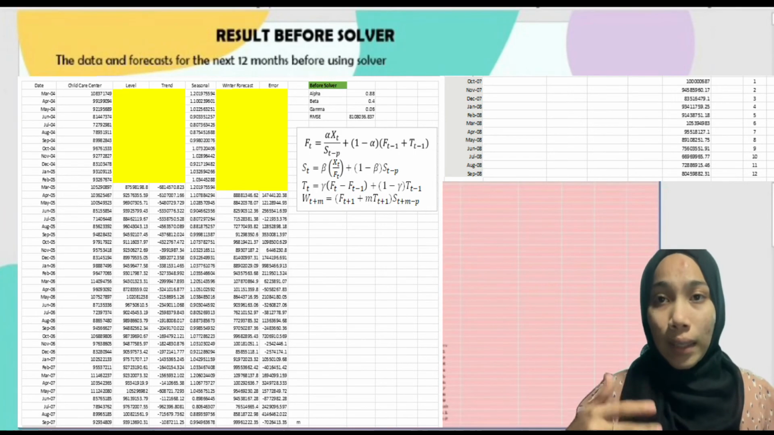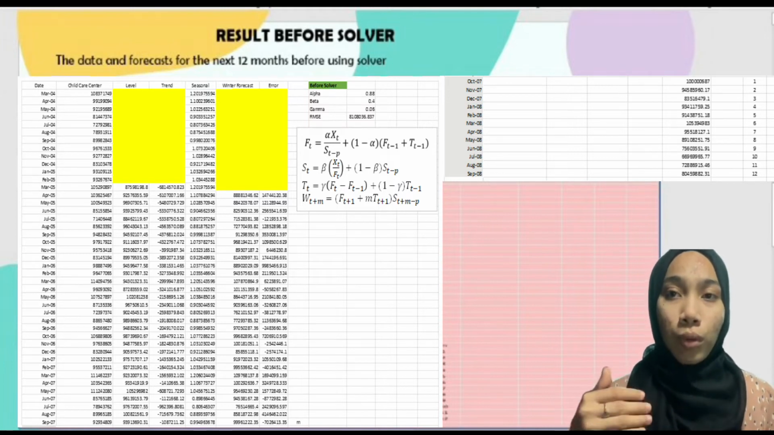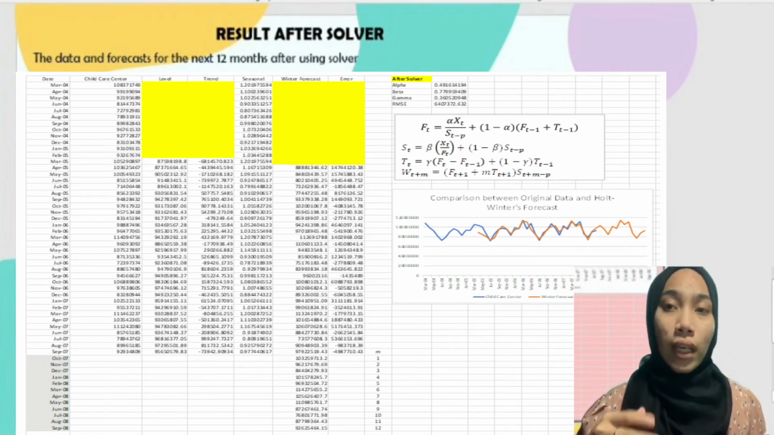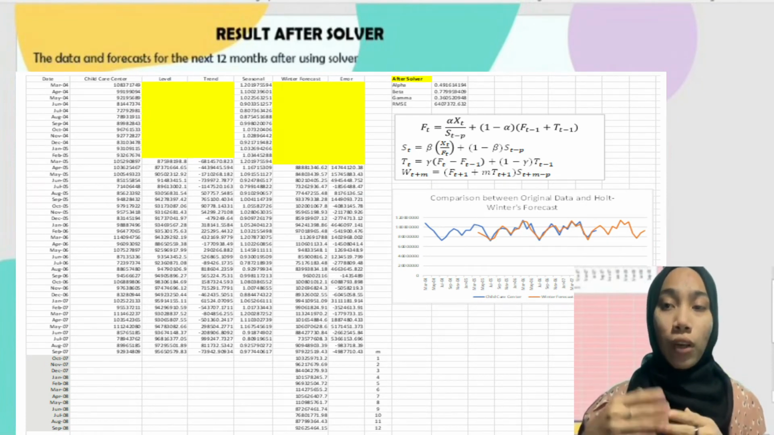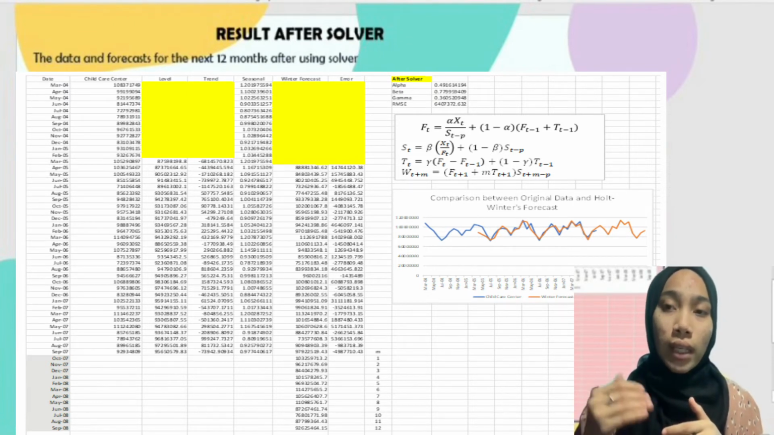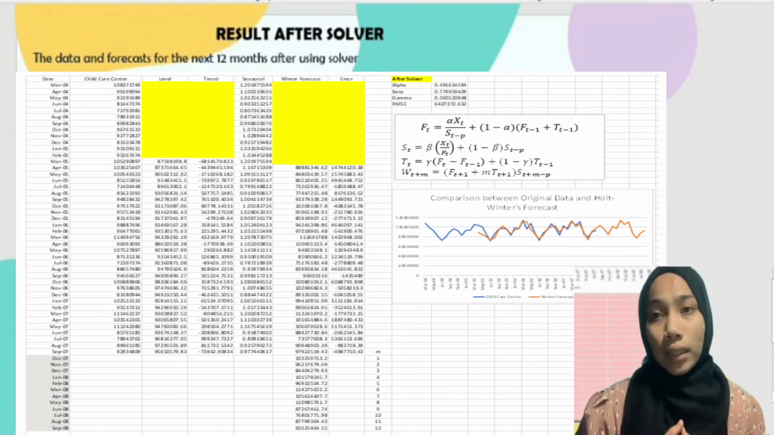As can be seen in the table, this is the result of the data and forecast for the next 12 months before using Solver. And this is the result of the data and forecast for the next 12 months after using Solver. We can see that after using Solver, the number is lower than before using Solver. And that's all from me.